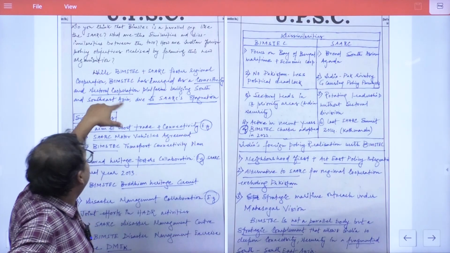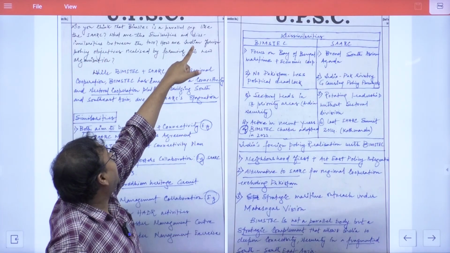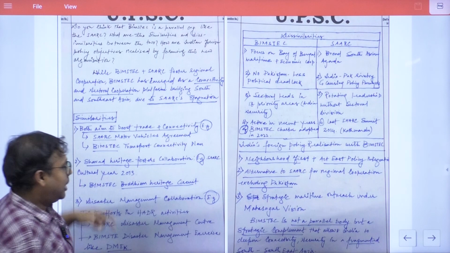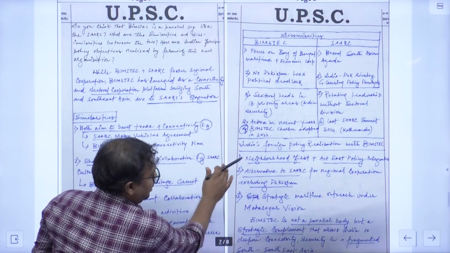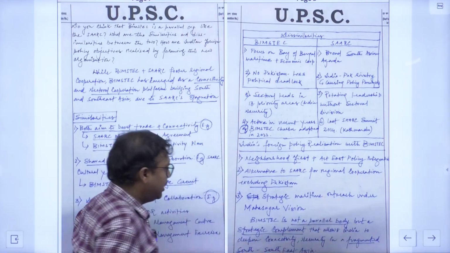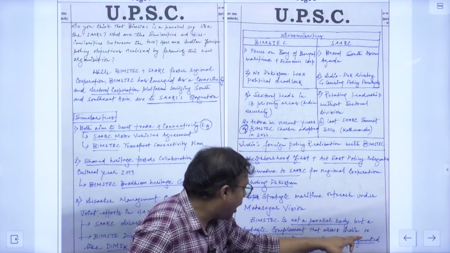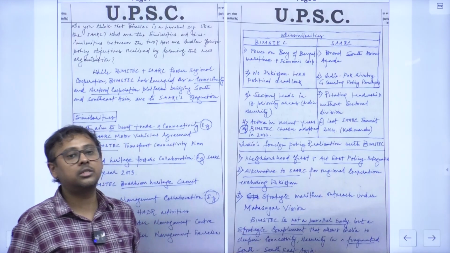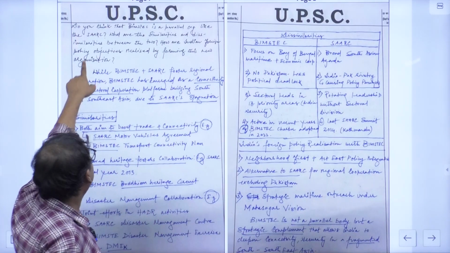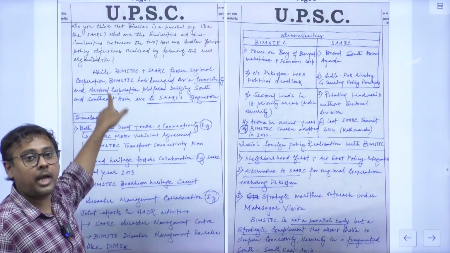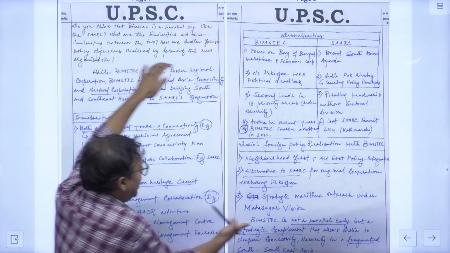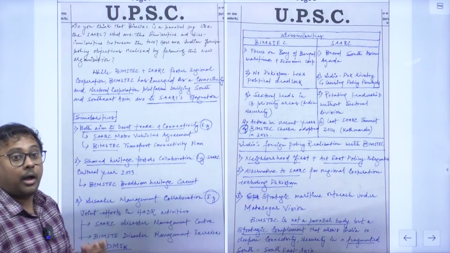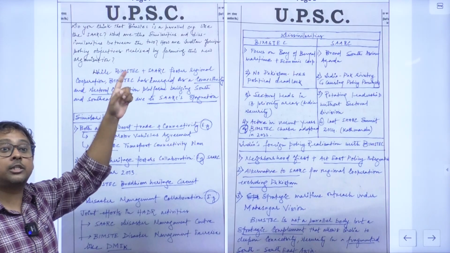Okay? Now, do you think that BIMSTEC is a parallel organization like SAARC? How do I conclude? BIMSTEC is not a parallel body, but a strategic complement that allows India to deepen connectivity and security in a fragmented Southeast Asia. Now you will say, sir, this is the question that they have asked initially, why shouldn't I answer here? Because you will have to answer only after telling the whole story. Again, IBC: Introduction, Body, Conclusion.